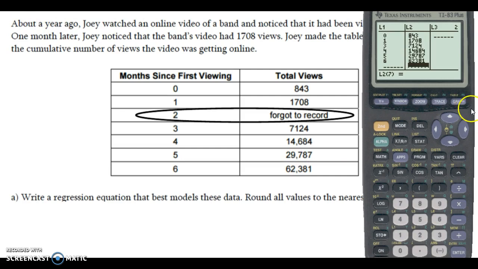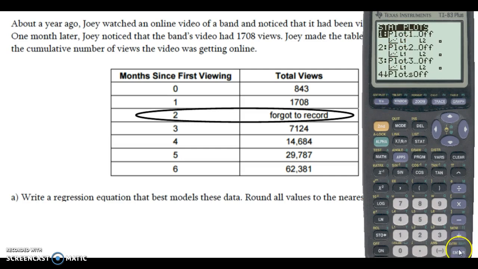Alright, our data are now inputted, so we're ready to take a look at the regression equation. First, let's take a look at the data and see what it looks like. We're going to go back to stat plots, turn the stat plot on, and then we'll go back to zoom and press 9 for zoom stat. It looks like these data are not following a very linear progression. As a matter of fact, this looks like an exponential pattern. So instead of using linear regression, we're going to use exponential regression.